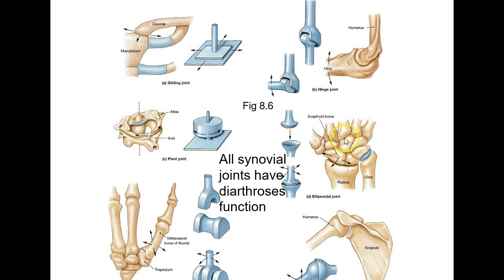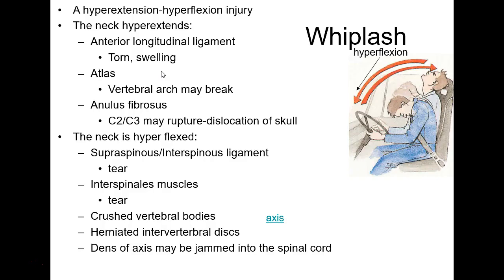I doubt I would do ellipsoidal. They're gliding, but they can glide in more than one plane. Okay, so uniaxial, one plane, biaxial, two planes, triaxial, three planes. Pivots like a rotation, gliding joint is gliding in a plane like that. Okay, probably not going to do ellipsoidal.